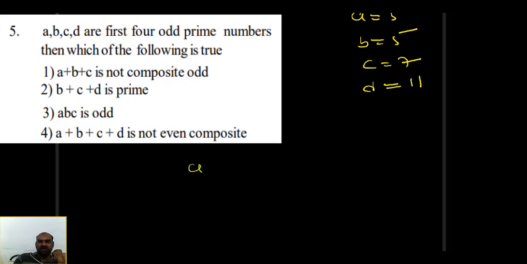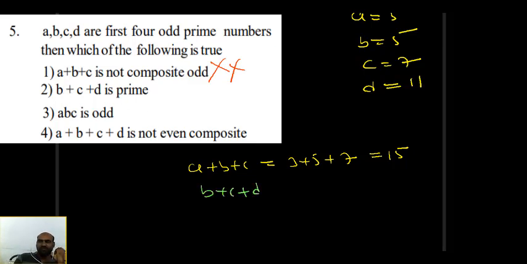First of all, I want to find A plus B plus C, that is 3 plus 5 plus 7, that is 15. The option is saying that A plus B plus C is not a composite number, but it is a composite number. That's why option 1 is not correct. Next, B plus C plus D, the value is 5 plus 7 plus 11, which is 23, a prime number. So option 2 is correct.